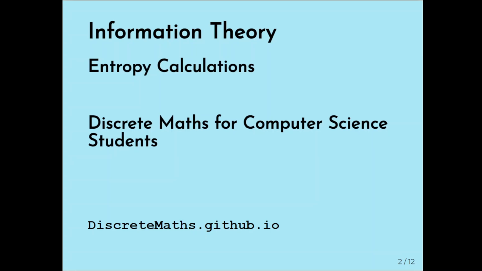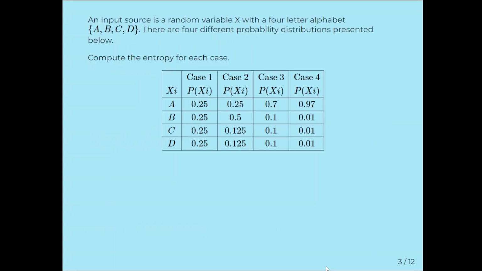Okay, in this presentation we are going to look at entropy calculations. This is part of the information theory part of the course, discrete maths for computer science students. An input source is a discrete random variable X with a four-letter alphabet A, B, C, and D. There are four probability distributions associated with X presented below. Calculate the entropy in each case.